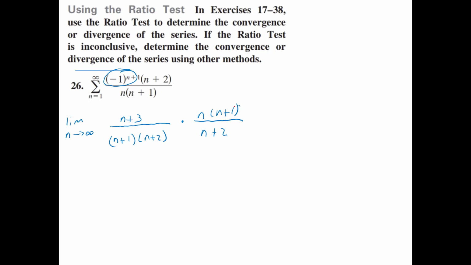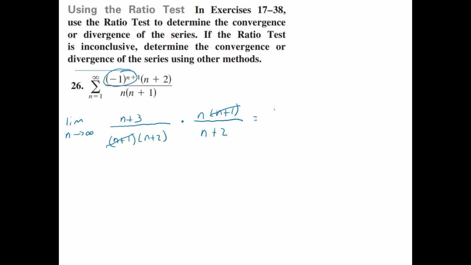Okay, so only one thing cancels out, the n plus 1s. And then in the numerator, we have a degree 2. No need to multiply it out. You can see that if you multiply it out, you will get a degree 2, and the first term will be n squared. In the denominator, the degree will be 2 when you multiply this out, and the leading term will be n squared. So this is going to have a limit of 1.